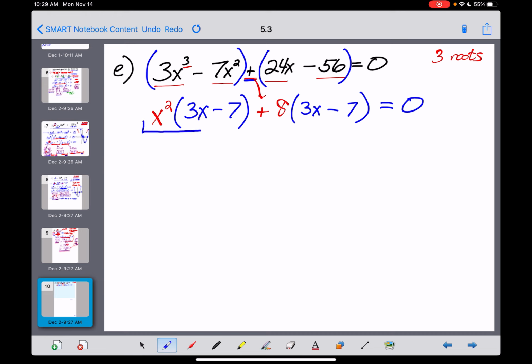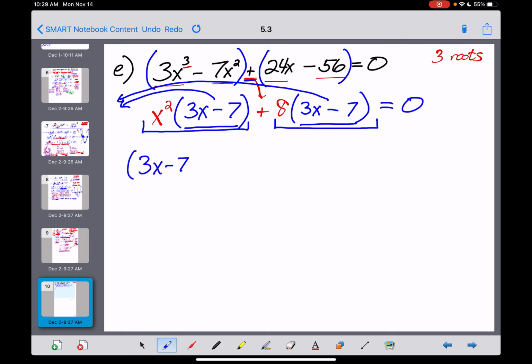I've got 2 big terms. There's one, and here's a second one, now being added together, and these 2 terms have a common factor of 3x minus 7. So I'm going to grab that 3x minus 7, and I'm going to pull it all the way out in front of everything here. That's my new GCF, and now I start a new set of parentheses.